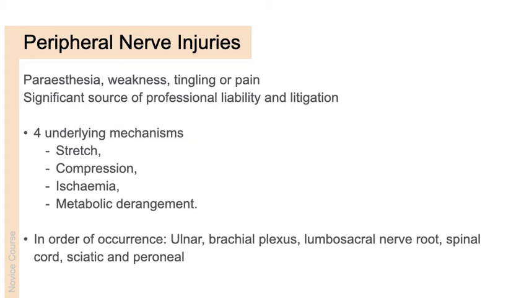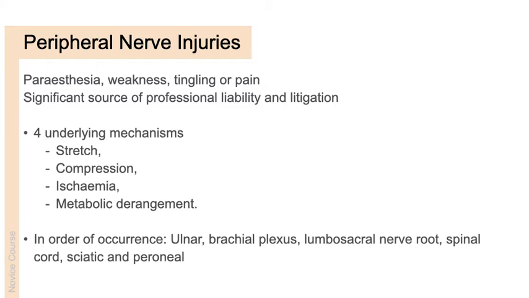Now, there are 4 underlying pathological mechanisms. Stretch, so that's having an arm perhaps fully abducted when it's in an uncomfortable position. Compression, ischemia, or metabolic derangements that might have been caused as a result of how we're balancing the patient's physiology. In order of prevalence of how they occur, ulnar is the most common, then injury to the brachial plexus, then a lumbosacral nerve root, a spinal cord, sciatic, and finally perineal.